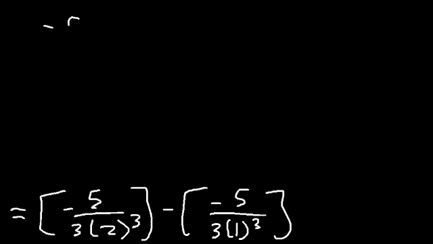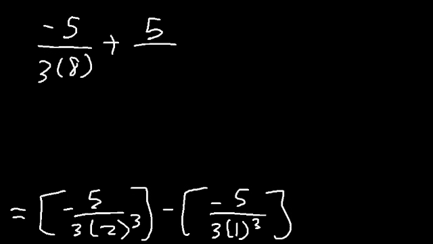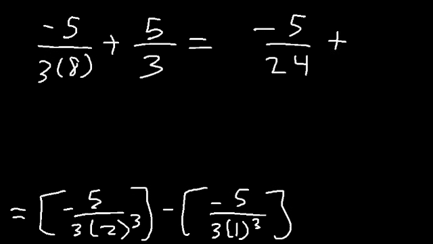Two to the 3rd power is 8. And this is going to be plus 5. 1 to the third is 1 times 3. So what we now have is negative 5 over 24 plus 5 over 3. So let's get common denominators.